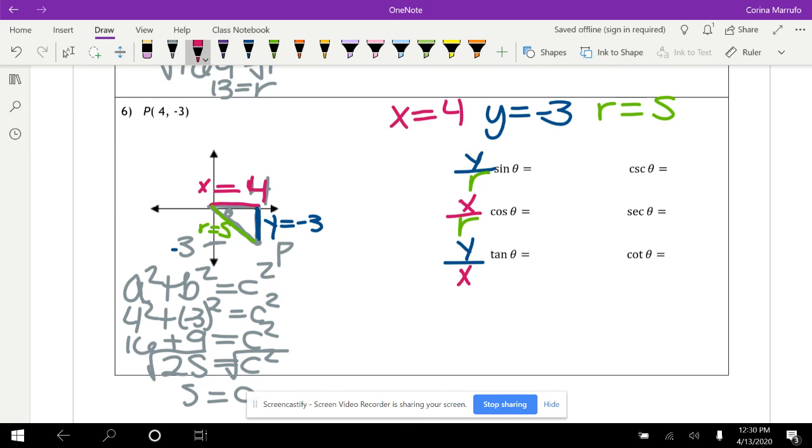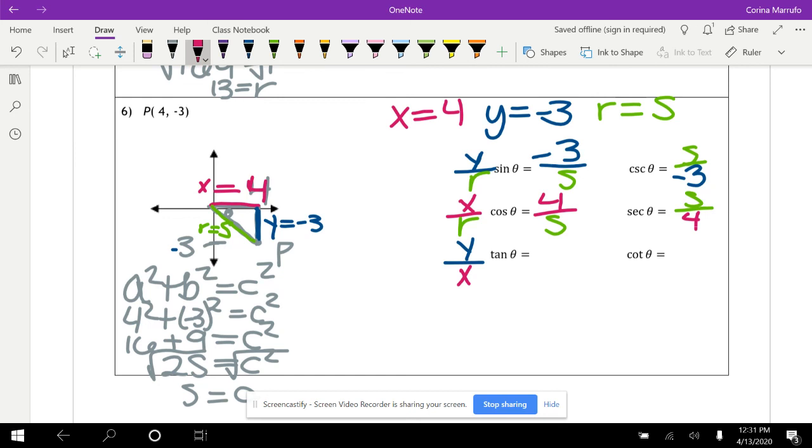So we're going to go ahead and set up our ratios. So our y value in this case is -3 divided by our radius, which is 5. And then for our reciprocal function, cosecant, we're just going to flip that. It'll be 5 over -3. Now for cosine. On cosine, it's going to be our adjacent side, which is 4. And we're going to put it over our radius, which is 5. And then we're going to flip that. It'll become 5 over 4.